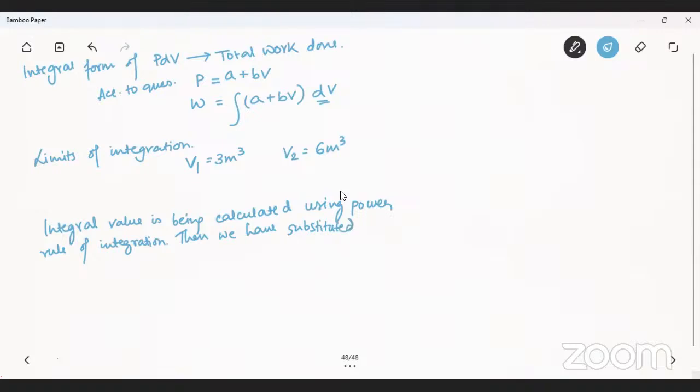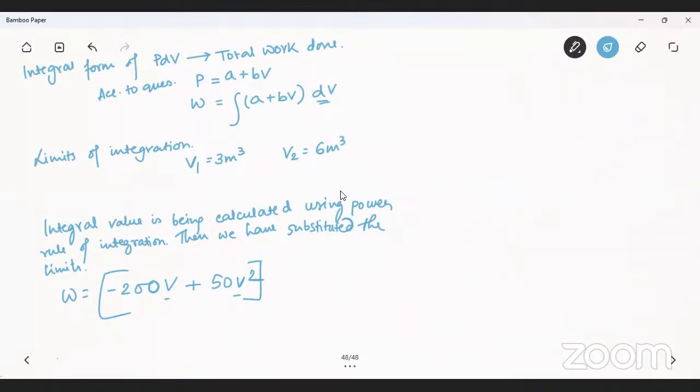Substituted the limits. So what did we get? This is something you will be getting after the integration. Now here we put the values of V1 and V2. Then I will get, okay, this is step number 1, step number 2, step number 3, and step number 4.